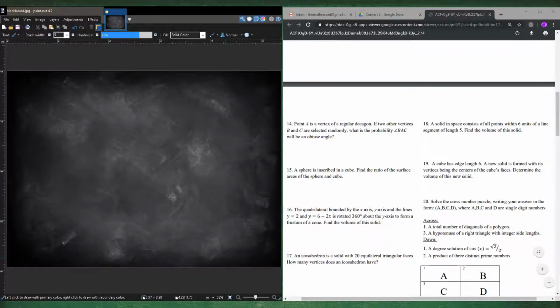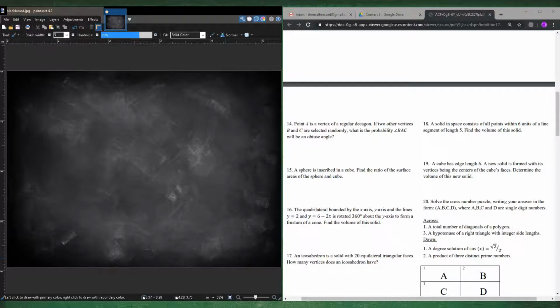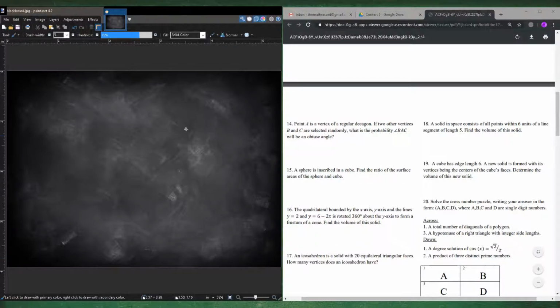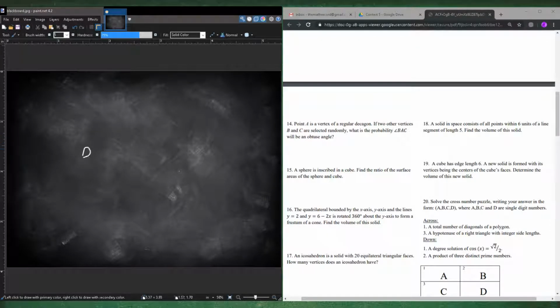Question 14. Point A is on a vertex of a regular decagon. If two other vertices B and C are randomly selected, what's the probability that angle BAC would be an obtuse angle? So let's have 10 points. We have 1 point here, 1 point here, and we'll have 4 other points on the top. So 1, 2, actually, put it a little bit closer. 1, 2, 3, 4. 1, 2, 3, 4.